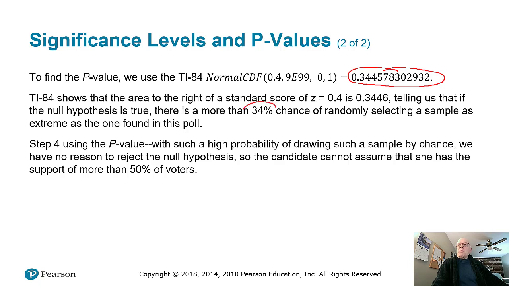So there's a 34% chance of our result being 51% or even greater than that. Well, that isn't unlikely, so we won't reject the null using the p-value. So we cannot assume that she has support of more than 50%. It's still up in the air, folks.